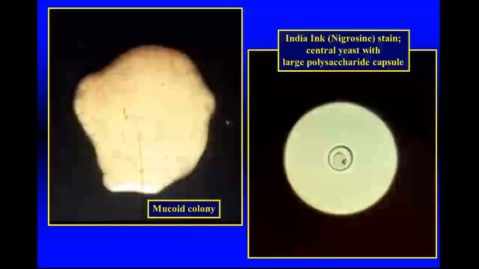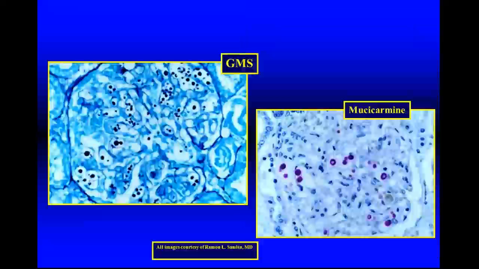This is a very slimy, mucousy colony that may run down the plate or the slant because it has so much polysaccharide capsule at the individual level. And this is a yeast with a huge capsule highlighted by nigrosin or India ink. This is the nigrosin here. And this is a huge capsule. This is your yeast. And this is disseminated crypto in our hospital.